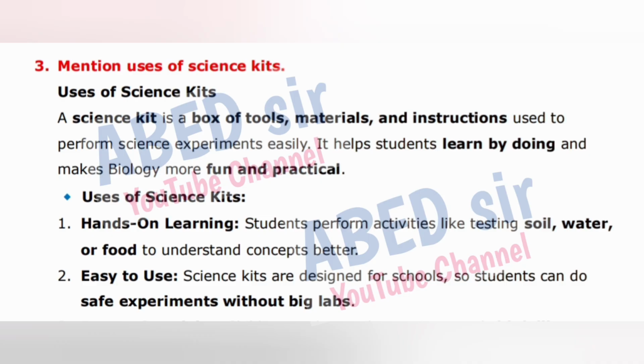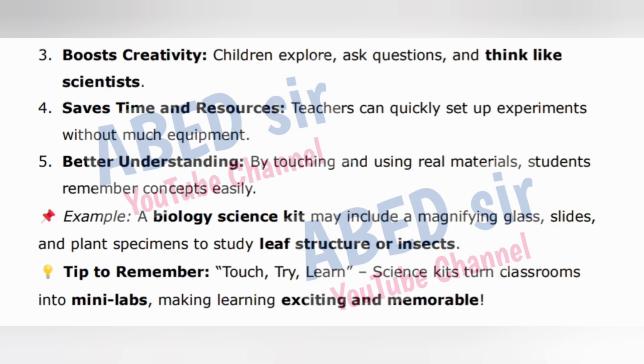Uses of science kits. 1. Hands-on learning. Students perform activities like testing soil, water, or food to understand concepts better. 2. Easy to use. Science kits are designed for schools, so students can do safe experiments without big labs. 3. Boosts creativity. Children explore, ask questions, and think like scientists. 4. Saves time and resources. Teachers can quickly set up experiments without much equipment. 5. Better understanding. By touching and using real materials, students remember concepts easily.